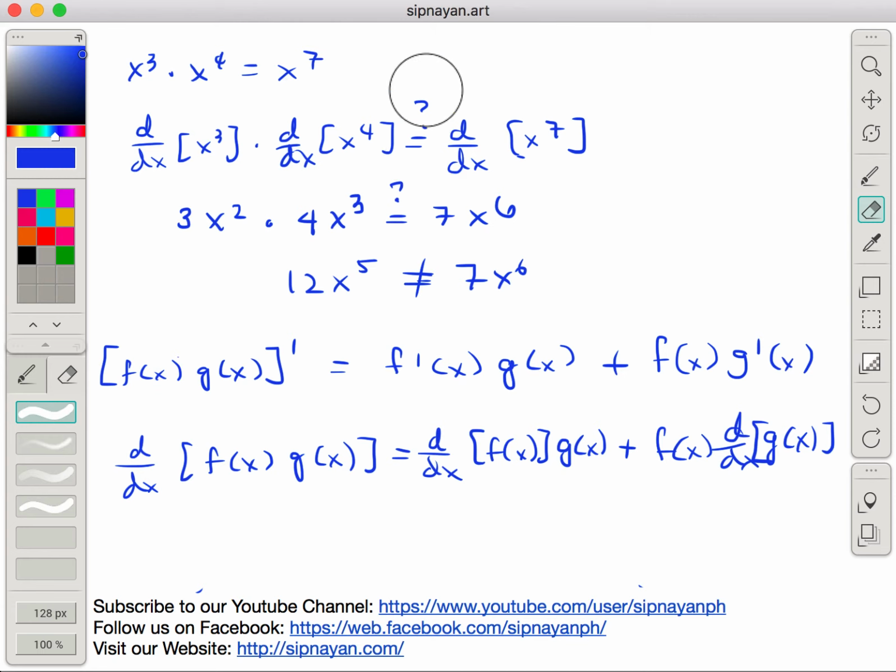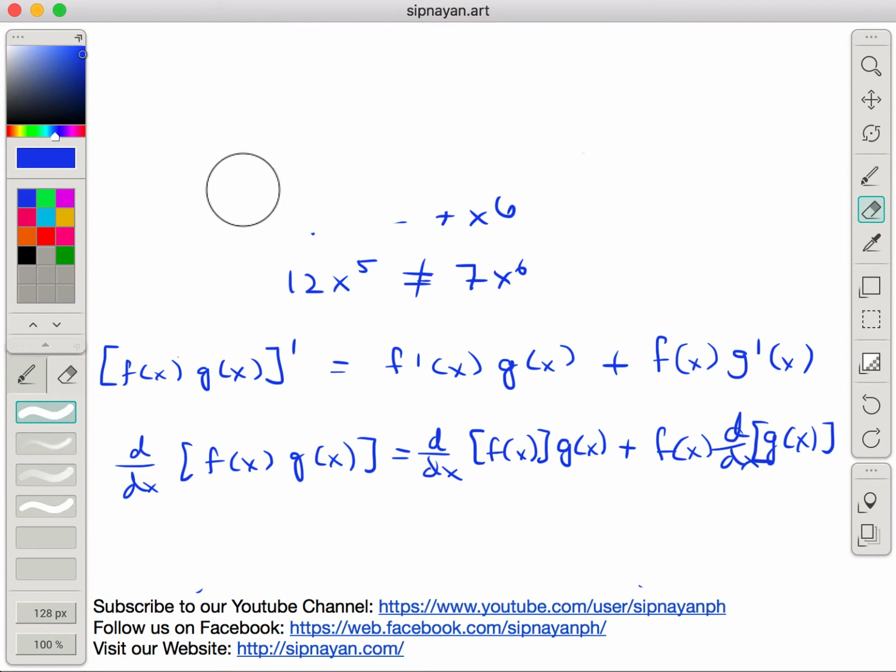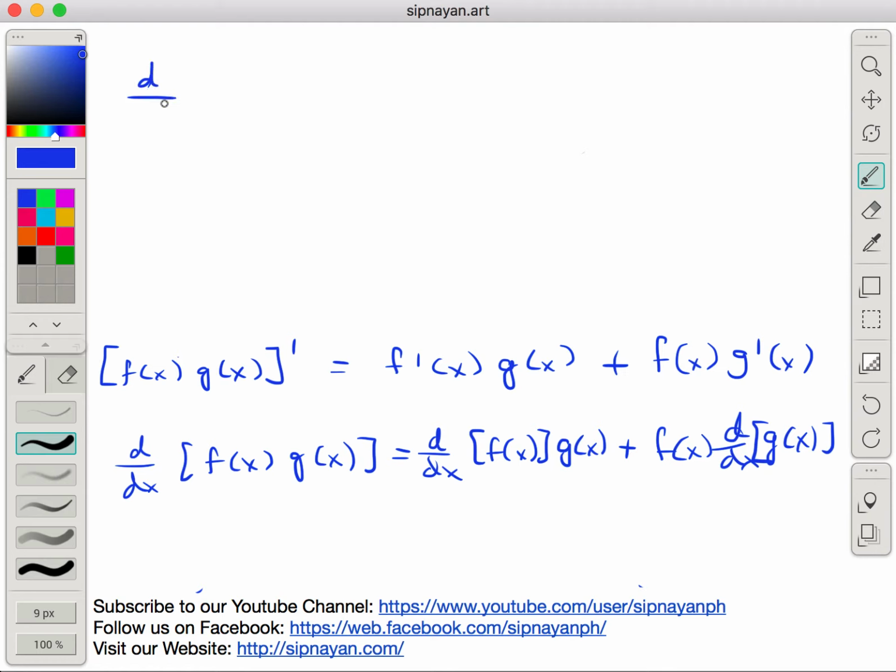So what is the derivative of x cubed times x to the fourth, diba? Derivative of x cubed times x to the fourth. So we get the derivative of the first function, this derivative of x cubed. This is 3x squared, diba? 3x squared times, multiply by the second function.